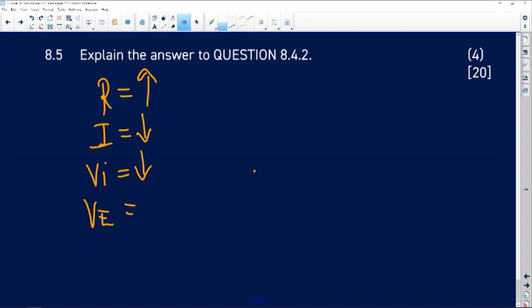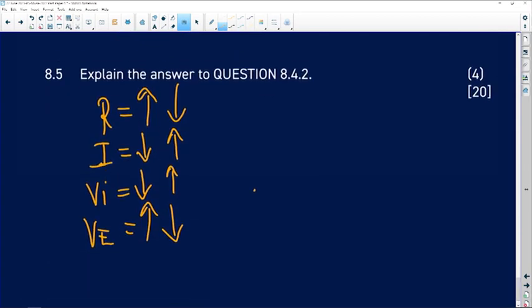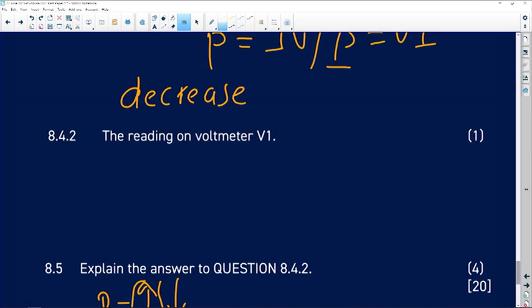What happened to V external? It is going to increase. So if R increases, the current decreases according to Ohm's law. The very same current is the current on V internal, so V internal will decrease, and then V external will increase. So my answer here, before I explain, is V external, because we used this one here. V external is going to increase. So I can go back and say my answer for 8.4.2 is increase.